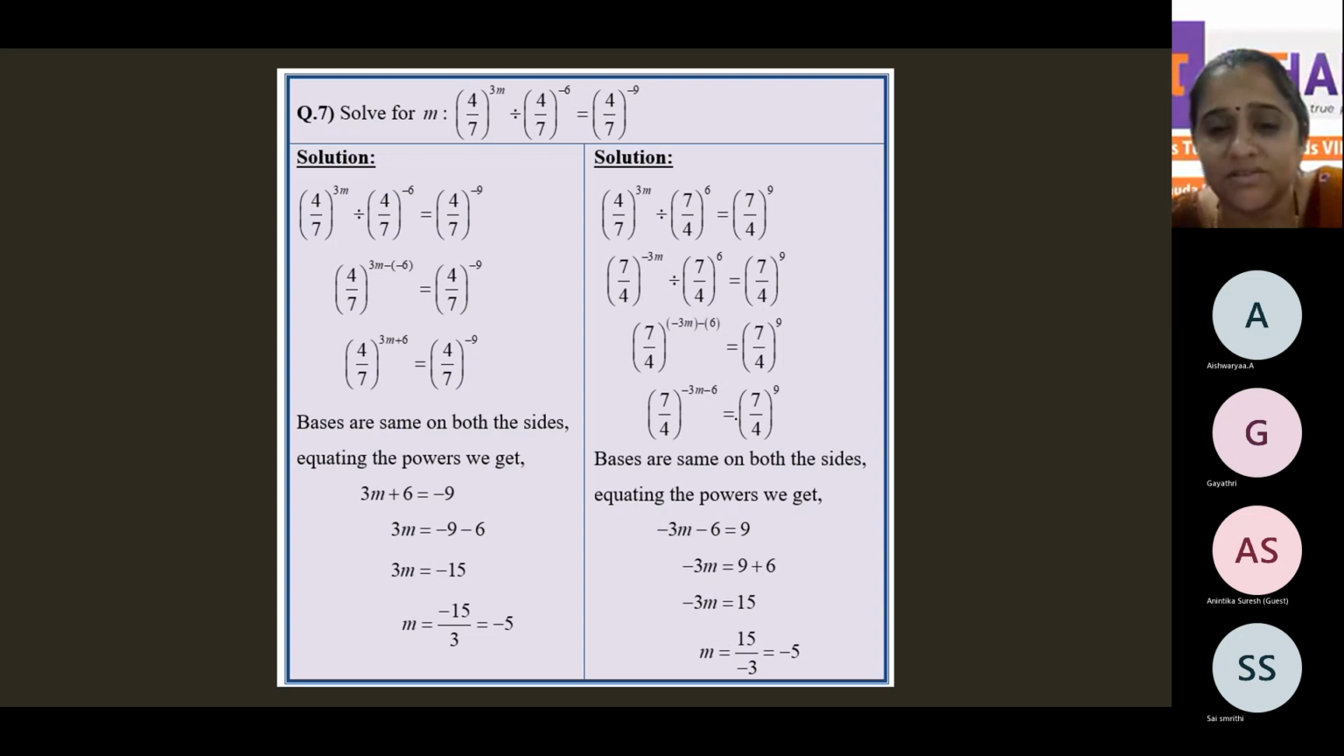Now you see that there's an equal to sign. There is one base 7 by 4 power in the left hand side. In the left hand side, you see that there's only one base raised to this power. In the right hand side, the same base 7 by 4 raised to a different power. At this stage, you can use this rule. What's the rule? Bases are same on both the sides, equating the powers we get. It should look like this. Only in this stage, you can use this rule.